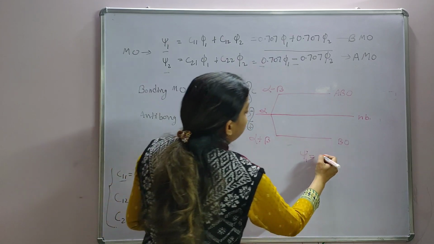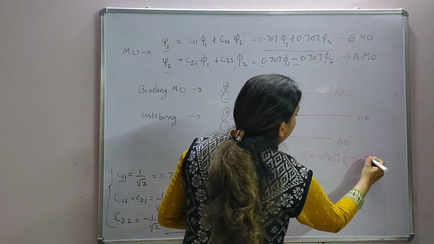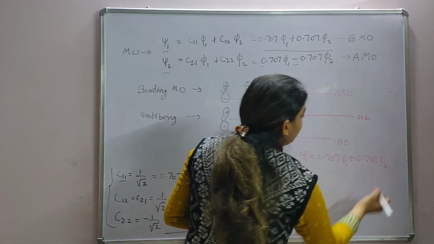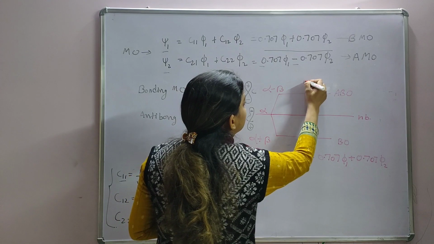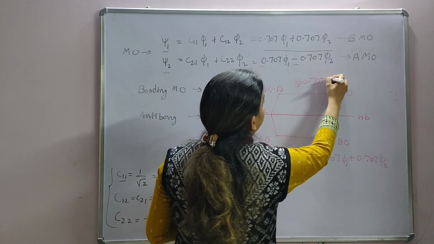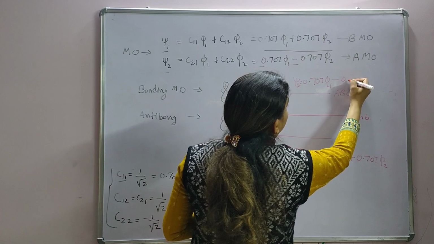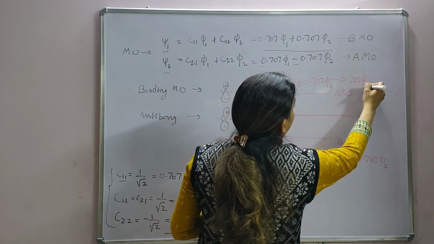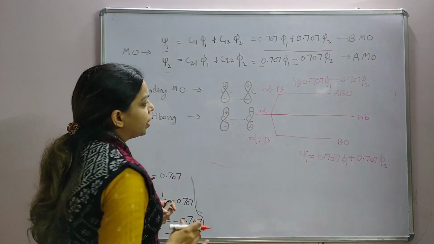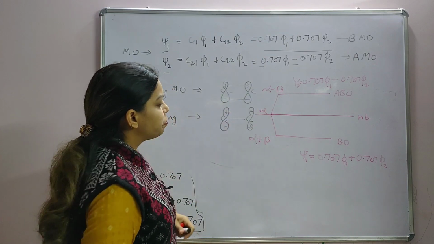It will be 0.707 times phi 1 plus 0.707 times phi 2. Here we have psi 2 equal to 0.707 phi 1 minus 0.707 phi 2. This is antibonding. So this way we can write the wave functions for the energy levels alpha plus beta and alpha minus beta.